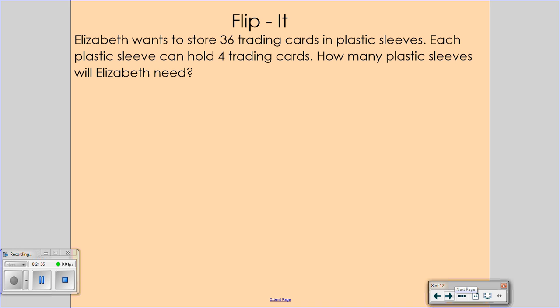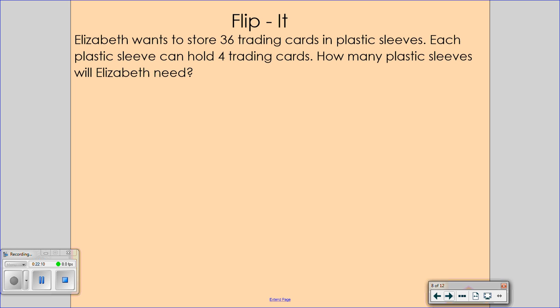Elizabeth wants to store 36 trading cards in plastic sleeves. Each plastic sleeve can hold 4 trading cards. How many plastic sleeves will Elizabeth need? Yeah, this should look very familiar. I'm going to jump right into math, right? No. What do I need? What do I need, Emma? An answer sentence. Please write an answer sentence.